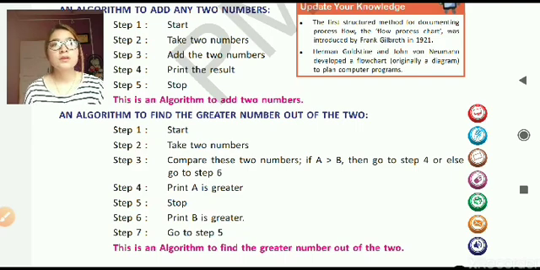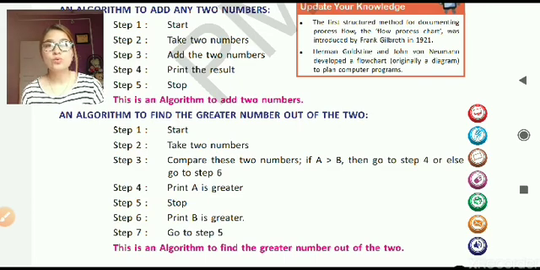Otherwise, go to step 6. If a is not greater than b, then it will go to step 6, that is print b is greater. Okay, if a is greater than b, step 4 will be operated. If b is greater than a, step 6 will be operated.